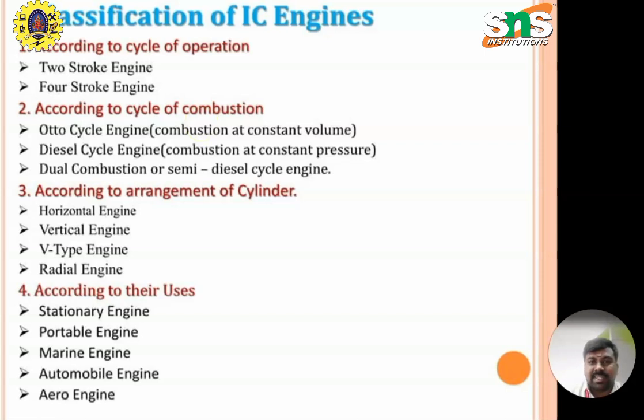Internal combustion engines, according to the cycle of operation, are classified into two types: two-stroke engine and four-stroke engine. According to the cycle of combustion, they are classified into three types: Otto cycle engine, combustion at constant volume; diesel cycle engine, combustion at constant pressure; and dual combustion or semi-diesel cycle engine. Another one is the Brayton cycle, which is the gas turbine cycle. According to the arrangement of the cylinder: horizontal engine, vertical engine, V-type engine and radial engine. According to their uses: stationary engine, portable engine, marine engine, automobile engine and aero engine. It is based on the application.